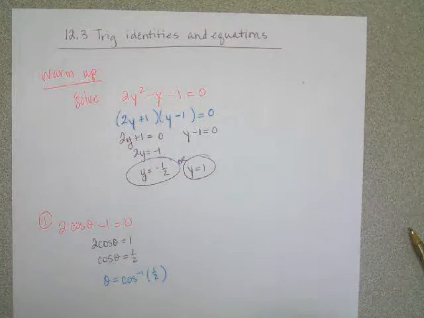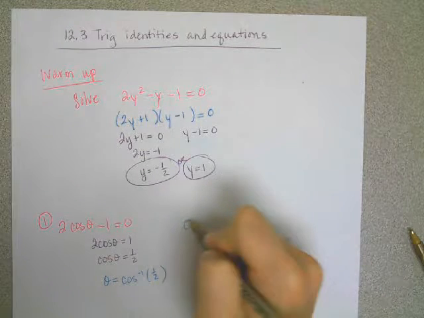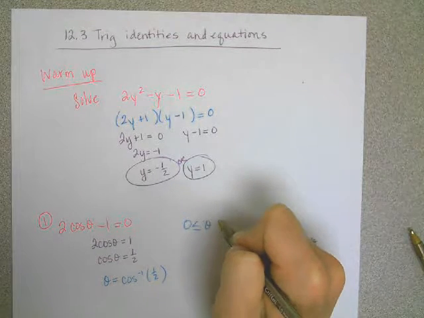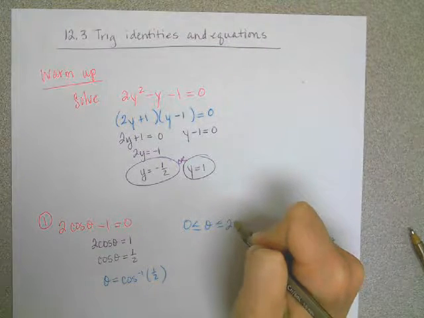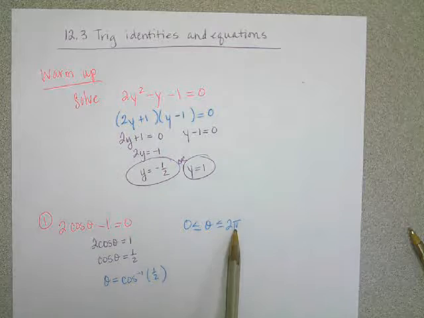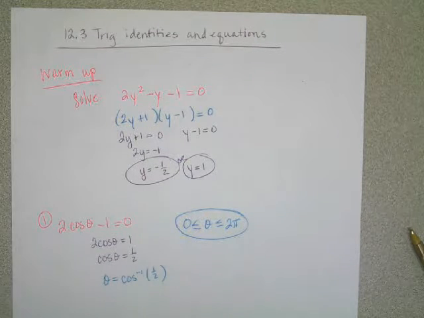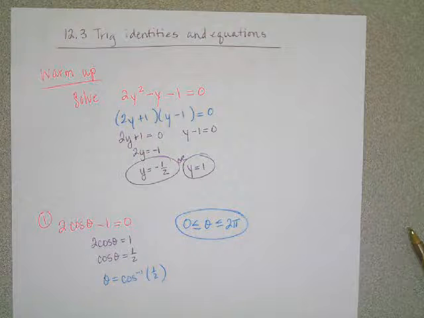One thing I forgot to mention is these problems will always come with a stipulation. For example, this one says that theta is between 0 and 2 pi. Sometimes they'll say theta is between 0 and 4 pi. So this is super important. This is in just one full circle. If I look at the unit circle, where does cosine equal 1/2? Go find that and come back and report.